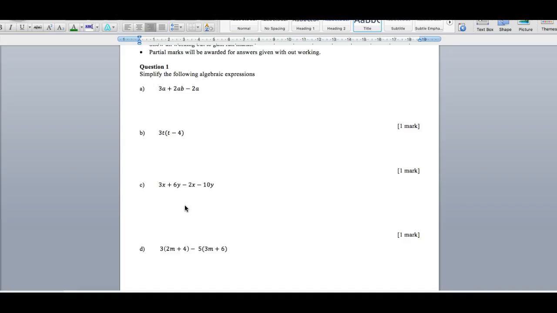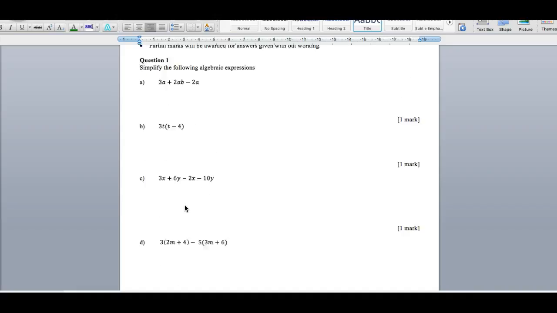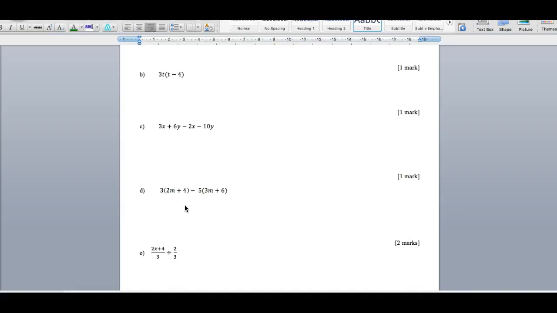Most of it I won't do with the calculator because with this test, if a question was worth more than 1 mark, you had to show working. So I'm going to show the working. Hopefully you know how to do it on the calculator anyway.